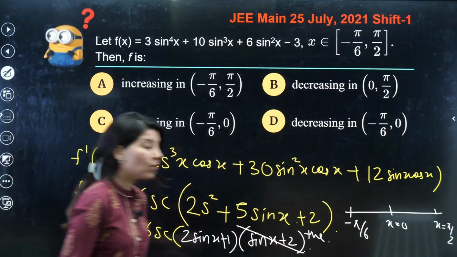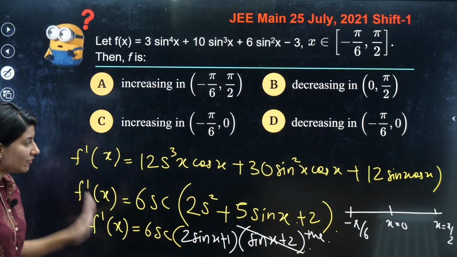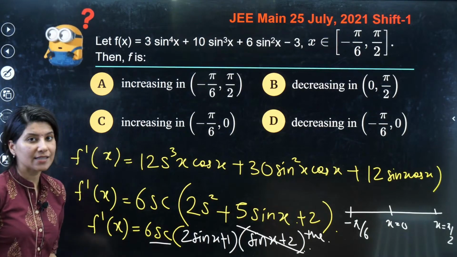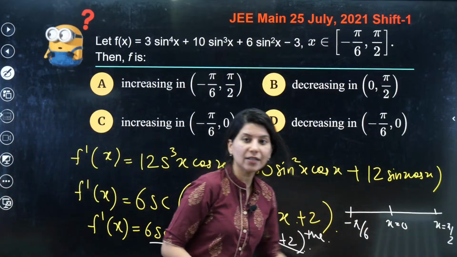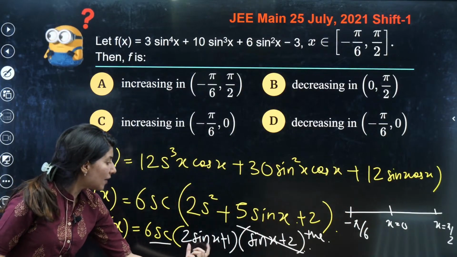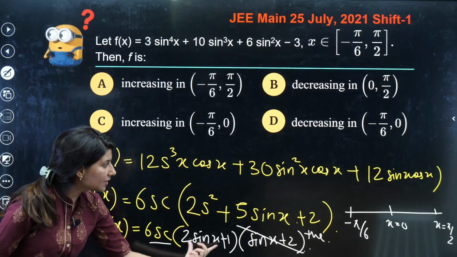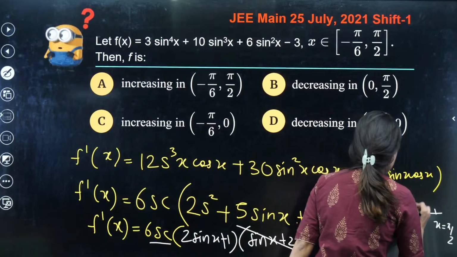Now let us understand what is happening in between them. So in the first quadrant, it is very clear that 6 sin x cos x is positive, 0 to pi by 2, this is positive. But what about this bracket? This bracket is again positive in this interval, so this is going to be a positive sign.